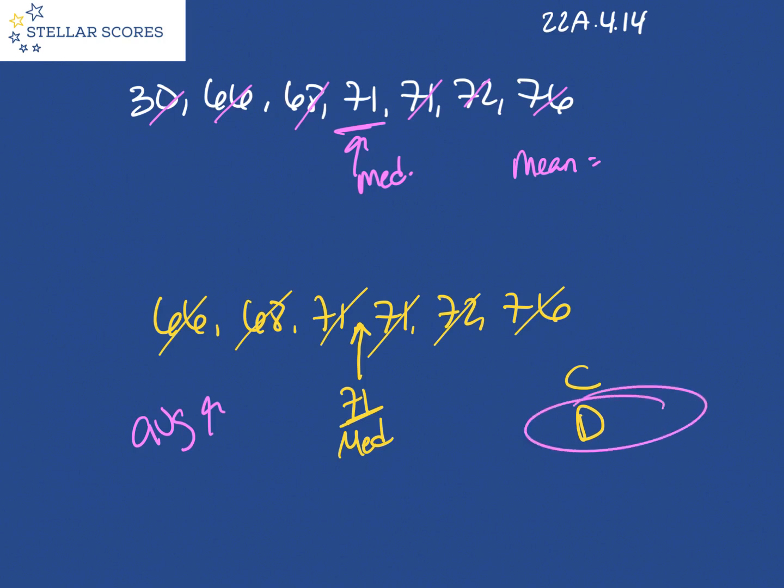What's the takeaway? When you're asked about median, you must line up the numbers in numerical order, and then you count into the one in the middle. The median is the one in the middle.